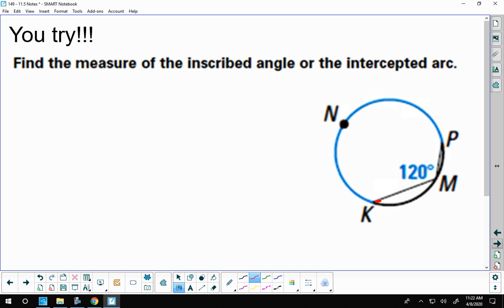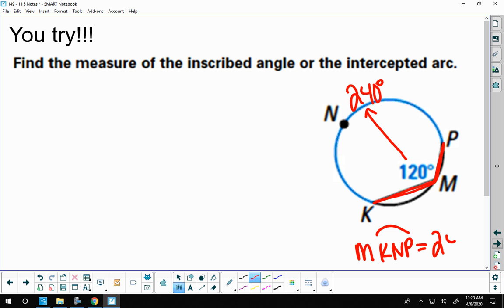Same thing, now we have the measure of the inscribed angle, and we want to find the measure of the intercepted arc, so we have to double. That's 240 degrees. If I were to write that out, I'd say that the measure of arc KNP is 240 degrees. Why would I say KNP? Because remember, this is a major arc, so we have to use 3 letters to describe this arc, since it's major.